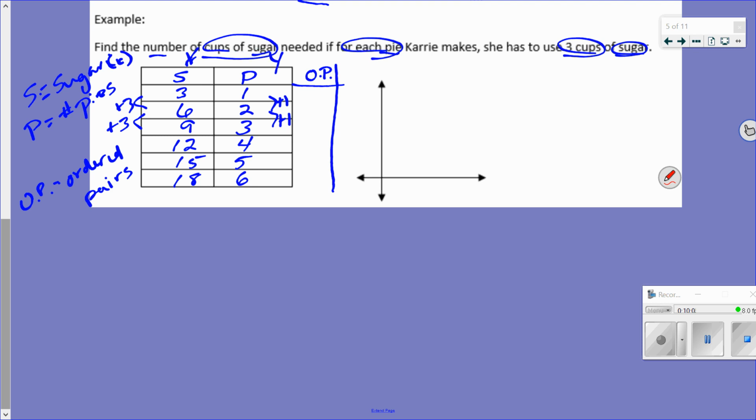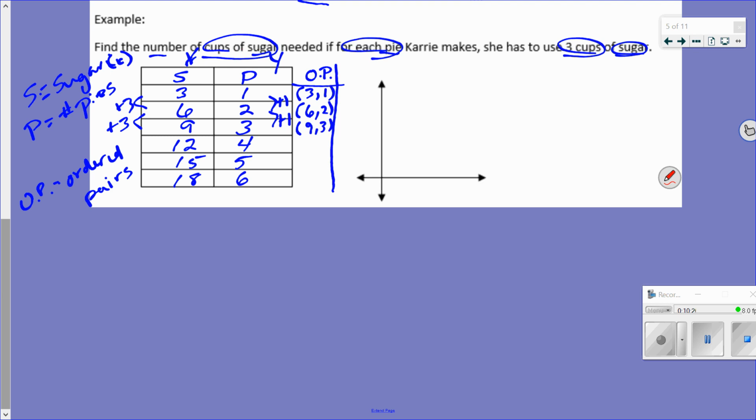Because my ordered pairs are all set up as x comma y, right? So what's going to go first in my first ordered pair? 3 comma 1. And I put it in parentheses. Now I have an ordered pair based on my table. My second one would be 6 comma 2.